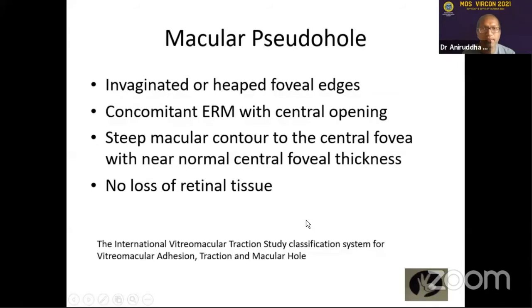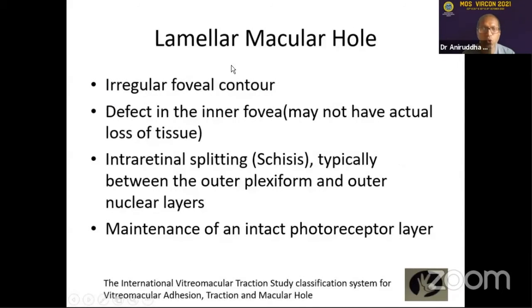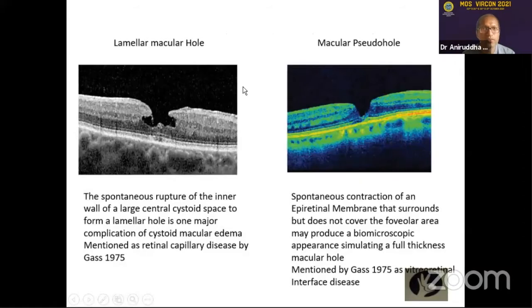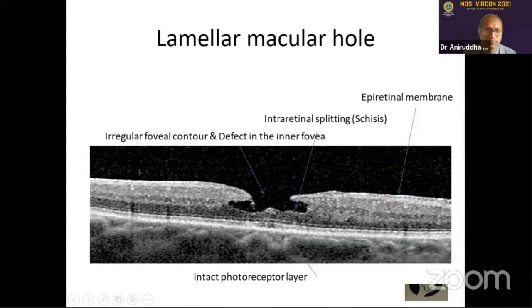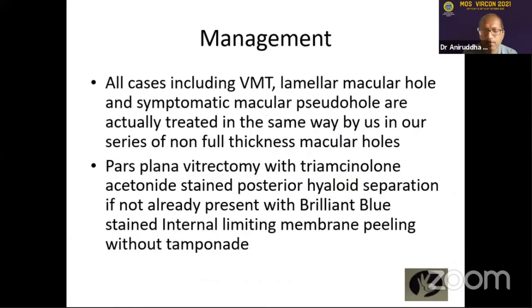So epiretinal membrane, there are other things, which are a macular pseudohole and a lamellar macular hole. So lamellar macular hole is the spontaneous rupture of the inner wall of the large central cystoid space to form a lamellar hole, one major complication of the cystoid macular edema. Whereas spontaneous contraction of an epiretinal membrane that surrounds but does not cover the foveolar area may produce a biomicroscopic appearance simulating a full thickness macular hole, but it is not a full thickness macular hole. So this is a lamellar macular hole.